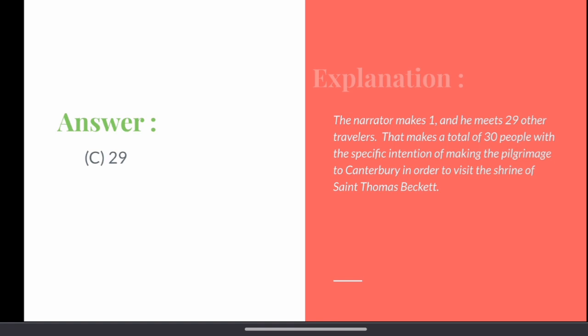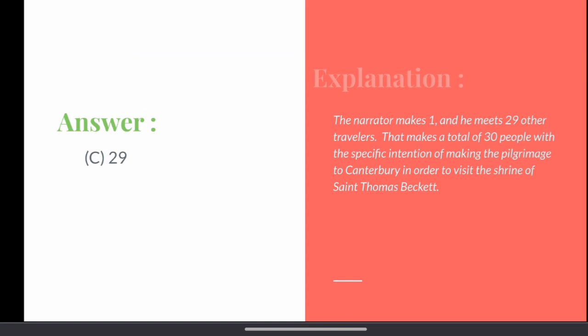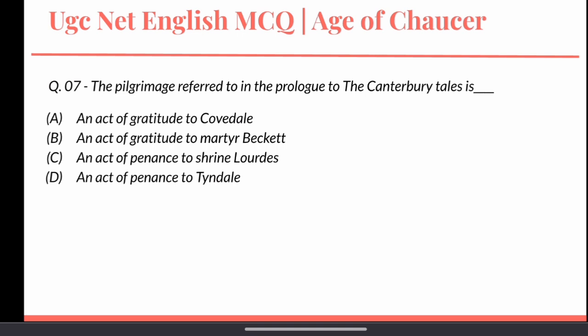The narrator makes one and he meets 29 other travelers. That makes a total of 30 people with a specific intention of making the pilgrimage to Canterbury in order to visit the shrine of St. Thomas Becket. In total, there were 30 pilgrims, and if you remove Chaucer from the total of 30 pilgrims, 29 pilgrims will remain. Moving on to the seventh question.